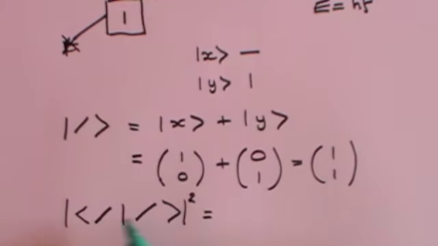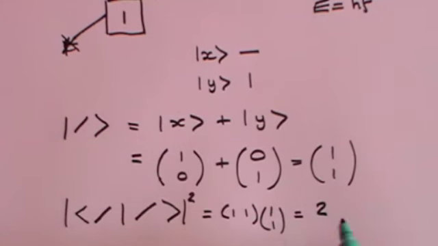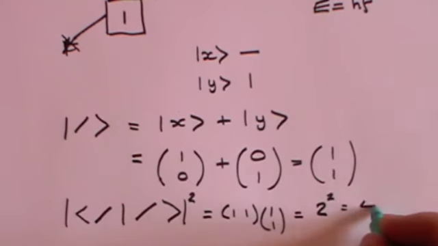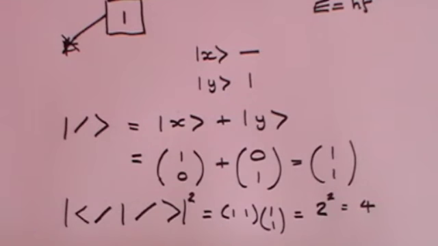Well, to do the inner product, we have to do 1, 1 multiplied by 1, 1. That's 1 times 1 plus 1 times 1, which is 2, but we have to square it, and that gives us 4. So there's a 400% chance that a photon produced in the 45 degree forward slash direction will go through a forward slash polarizer. You cannot have a 400% chance. It can only be a 100% chance.